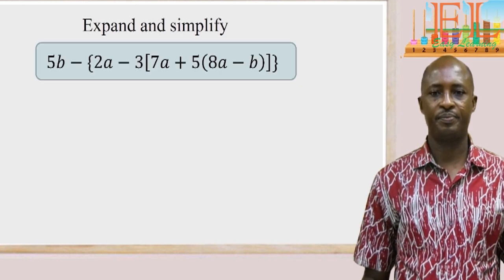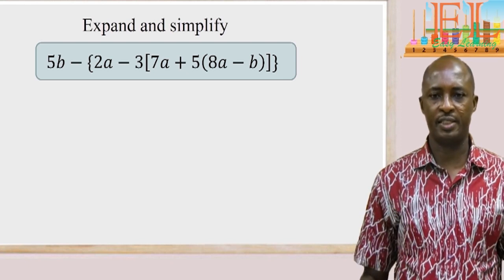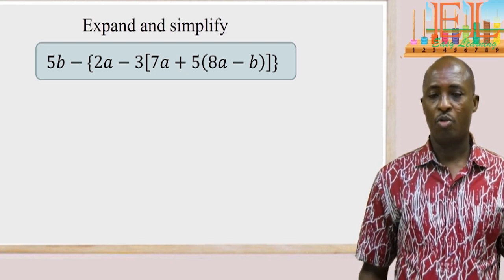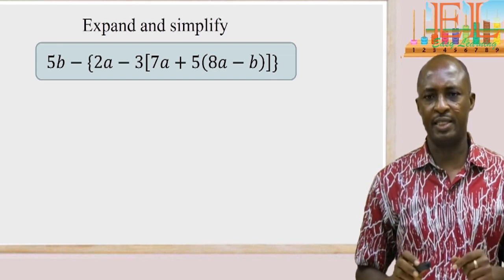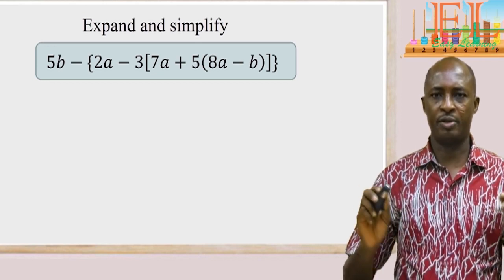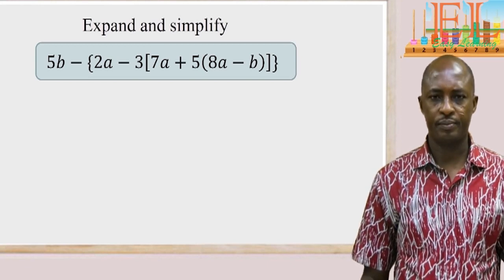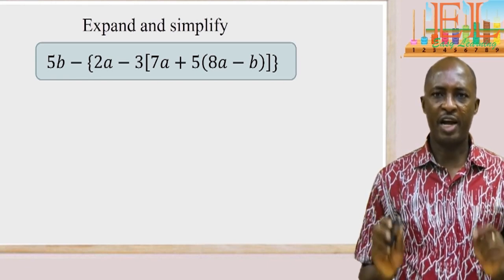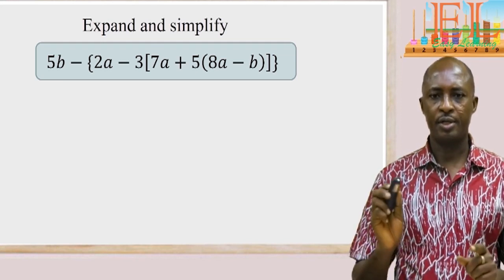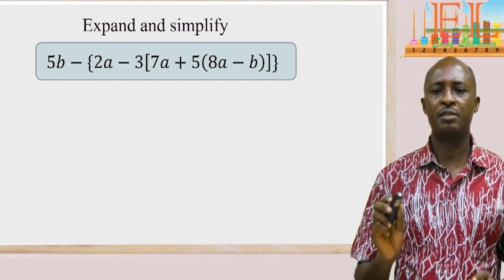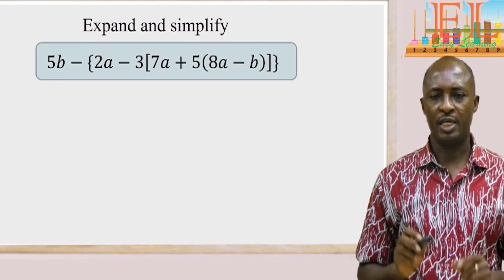Let's take yet another one. Now, one that is a little complex with a number of brackets. And remember, when you want to expand, you always start the expansion from the innermost brackets and you come out gradually until all the brackets are eliminated. So we have 5b minus (2a minus 3(7a plus 5(8a minus b))) as shown on your screen.